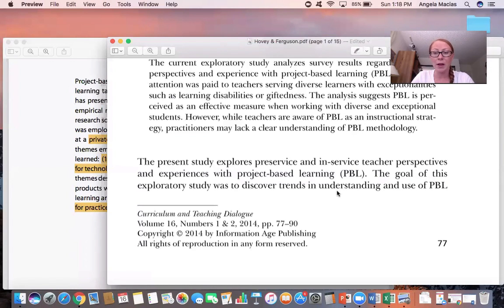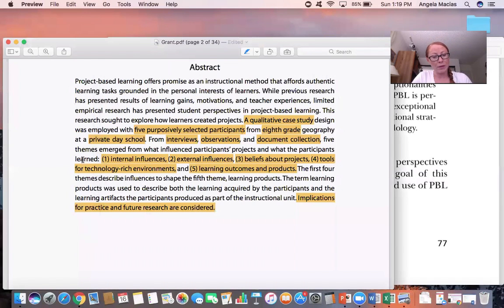One type of research is not more valuable than another. They're just different, and each will inform your research topic in a different way. So let's just briefly take a look at this article first, and then we'll come back to the quantitative one.